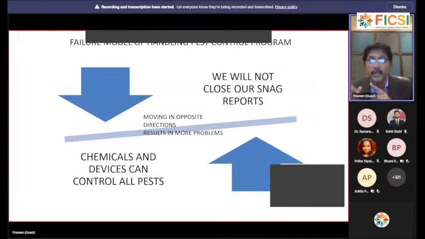And the other thing that makes pest management in our industry even more difficult is that we are very adamant as an industry that we will not close our snag reports. But we think that the chemicals and devices can control all pests, which means that we are moving in two opposite directions. We reach nowhere. Our destination remains the starting point. We will have to understand that the snag reports have to be closed. Only then can your chemicals and devices ever work.